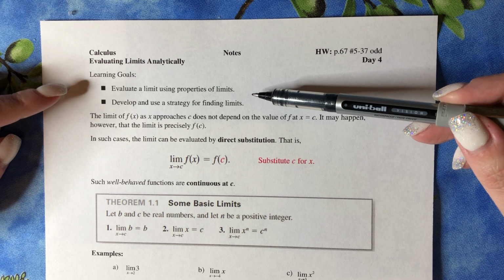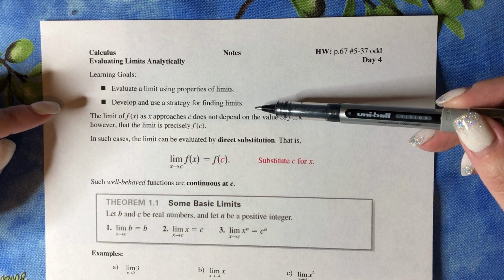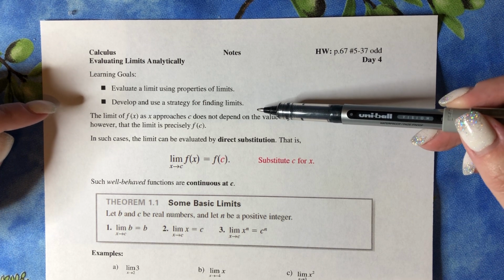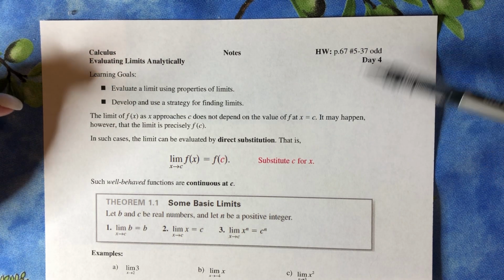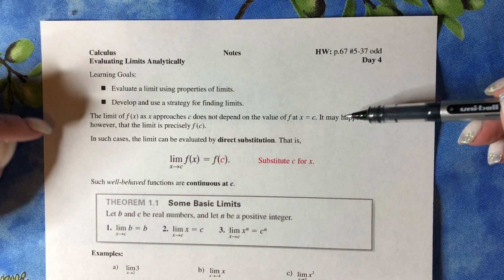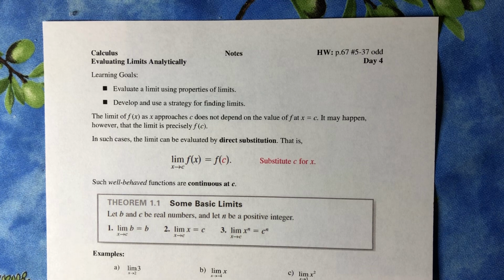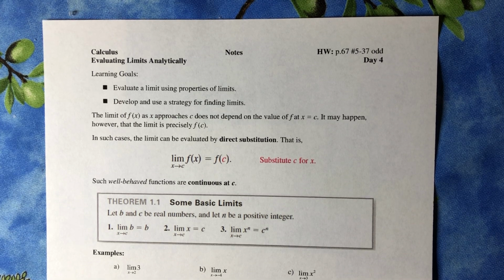So our goals for today are to evaluate a limit using some properties to help you, and develop and use some strategies for finding limits. So the first rule that we have up here says the limit of f of x as x approaches c does not depend directly upon the value of c. However, you may find it helpful to try some of these different techniques to help you.